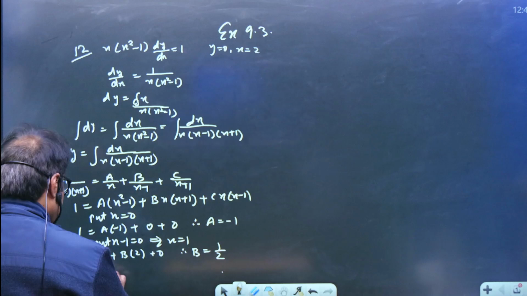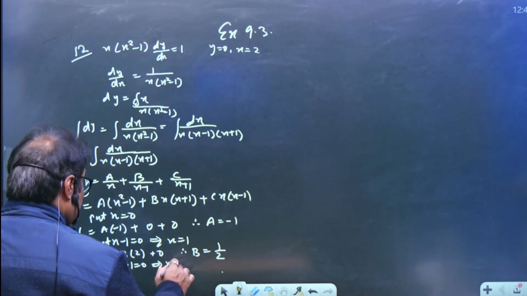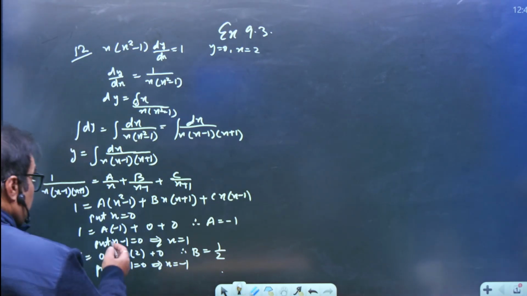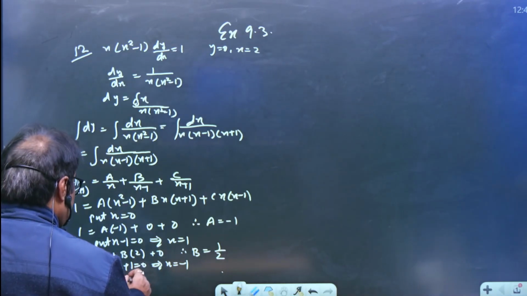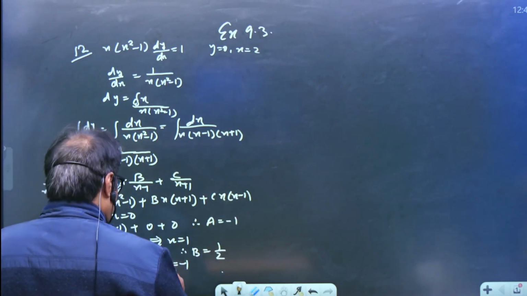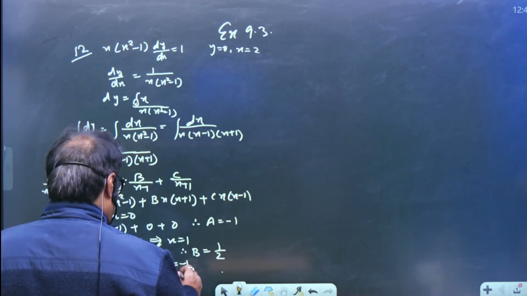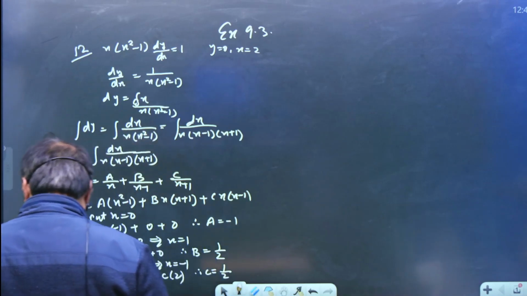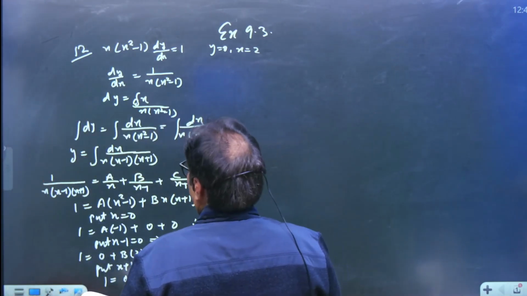And now put the third factor, that is x plus 1 is equal to 0. So x is equal to minus 1. So this will be 1 is equal to the square of minus 1, 1 minus 1, this is 0. And this will be 0. And this will be plus c into minus 1 and minus 2. So this is plus 2. So therefore the value of c is also coming 1 by 2. Okay.